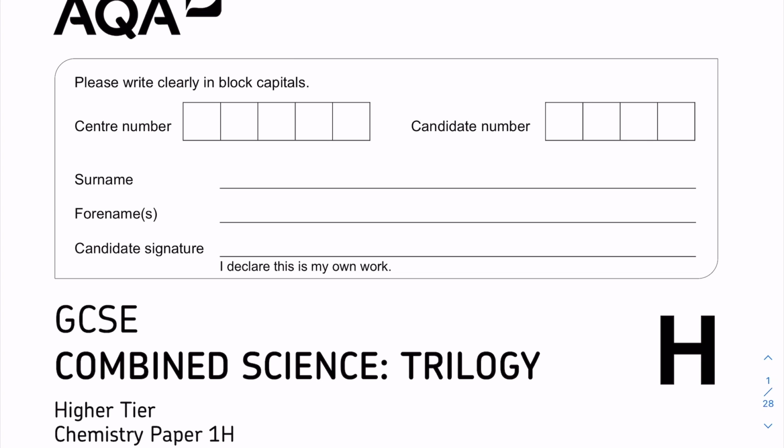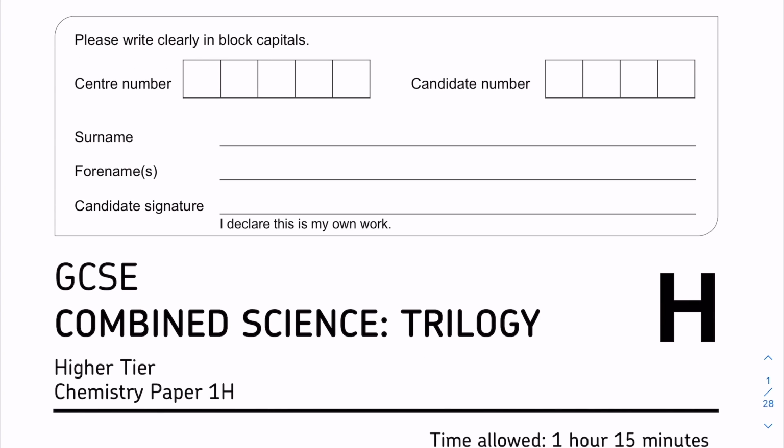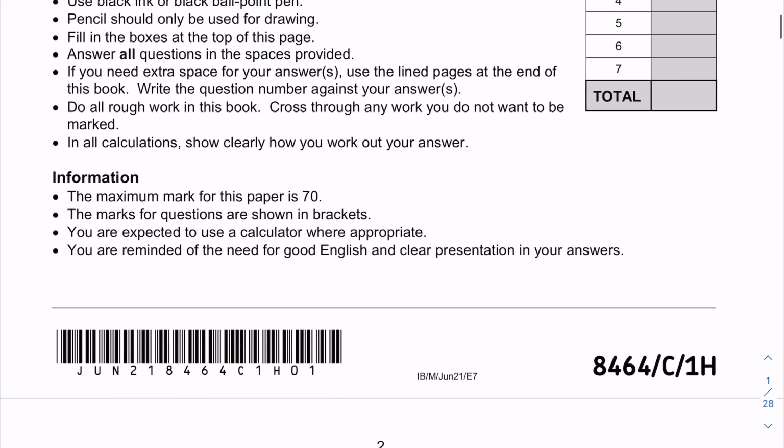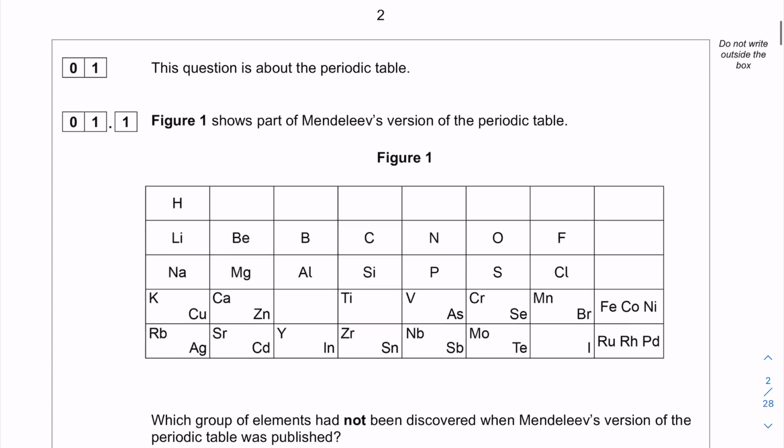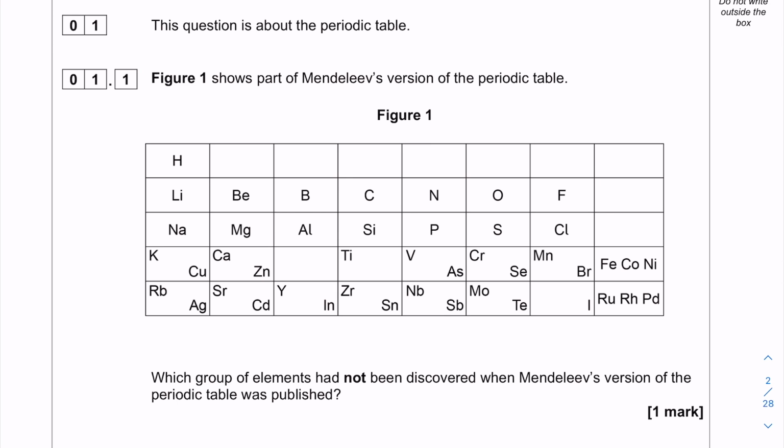This is an AQA GCSE Combined Science Trilogy paper, Higher Tier Chemistry Paper 1H from June 21. This question is about the periodic table. Figure 1 shows part of Mendeleev's version of the periodic table. Which group of elements had not been discovered when Mendeleev's version of the periodic table was published? You might know this off by heart, otherwise just have a look at what's missing.